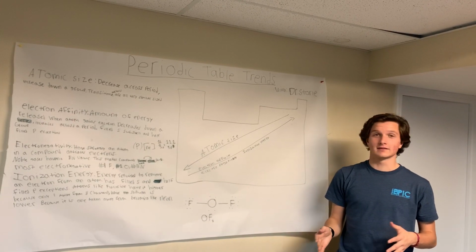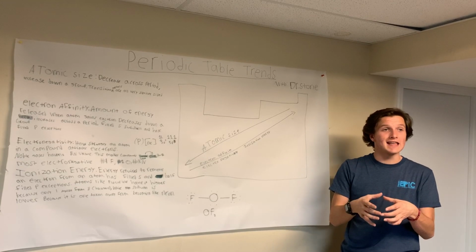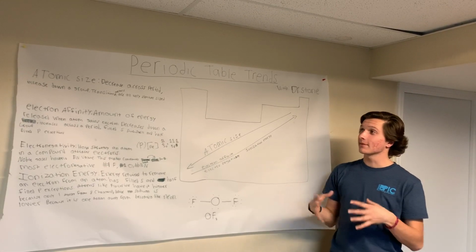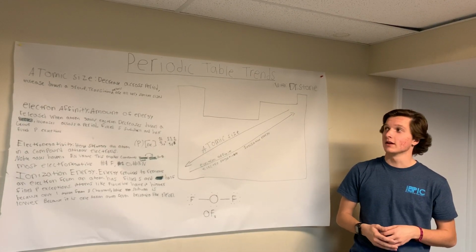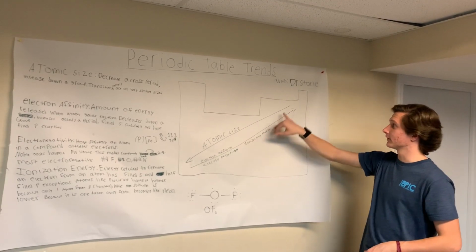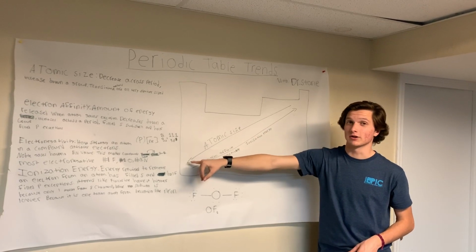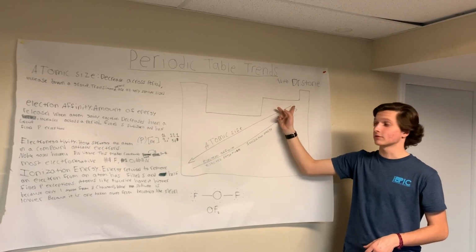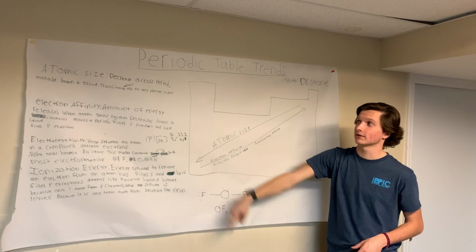Now atomic size is, as you may have guessed, the size of the atom itself. Atomic size decreases across a period and increases down a group. It's labeled by this diagram, as you can see. It gets bigger as you go down this way, with fluorine being the smallest and francium being the biggest.